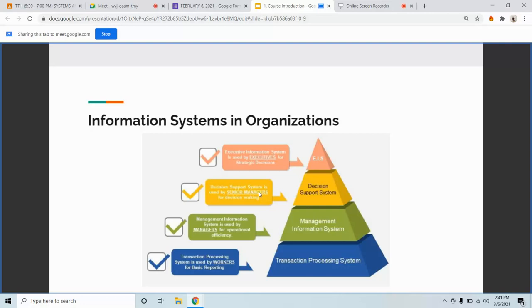Okay? Now the executive information system, as you can see, it is used by the executives, meaning it is used by the president, the CEO, and those higher ranking employees or people working for that organization.